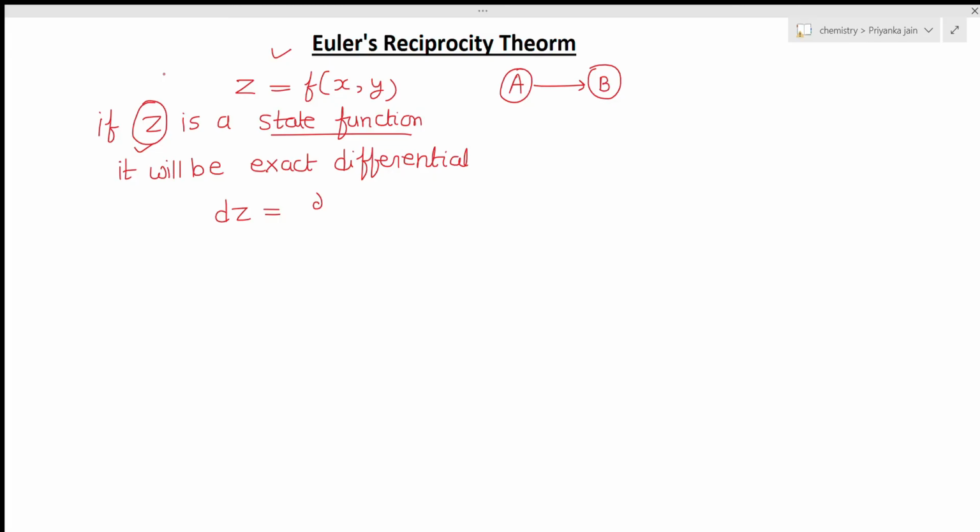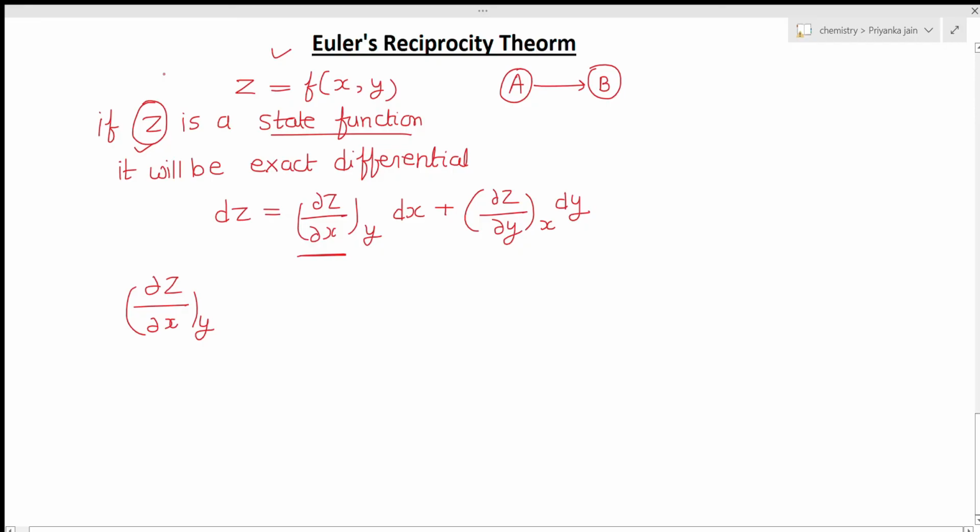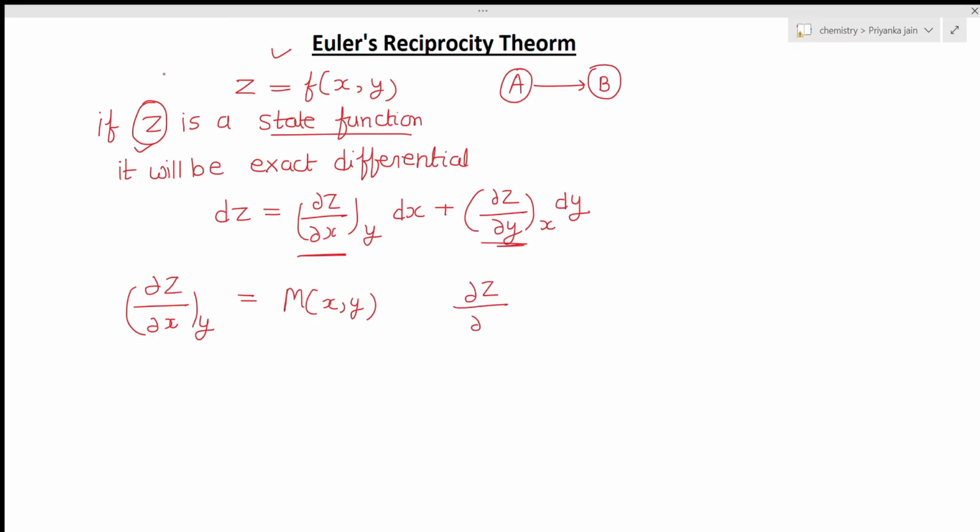dz is equal to del z upon del x at constant y dx plus del z upon del y at constant x dy. This is called the exact differential. Now suppose this term, del z upon del x at constant y, is called M(x,y). And this term, del z upon del y at constant x, is called N(x,y). We can write it in this manner in a short way.